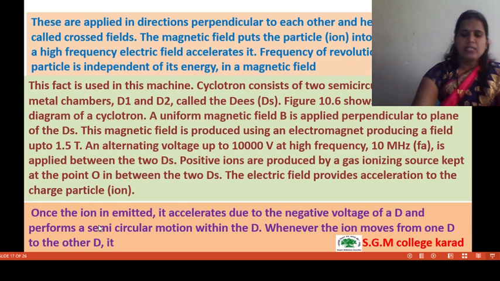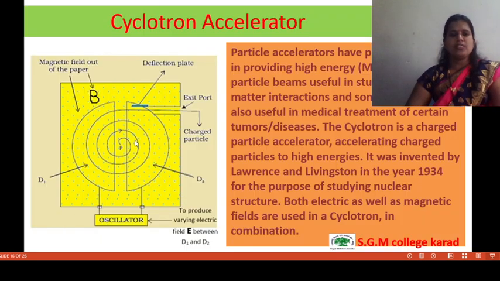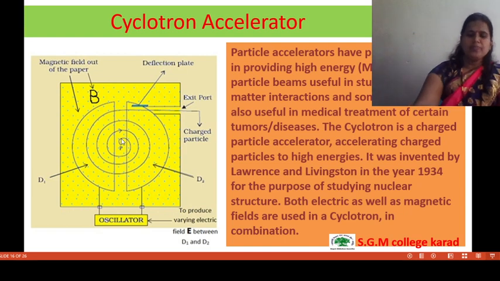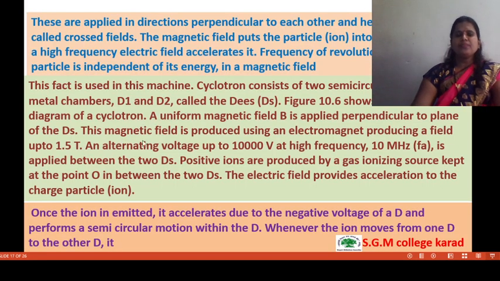The positive ion is placed here in between the two Ds. The positive ions are produced by a gas ionizing source kept at a point O between the two Ds. Once again, the ion is emitted.